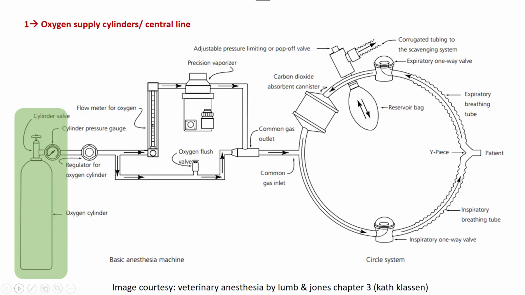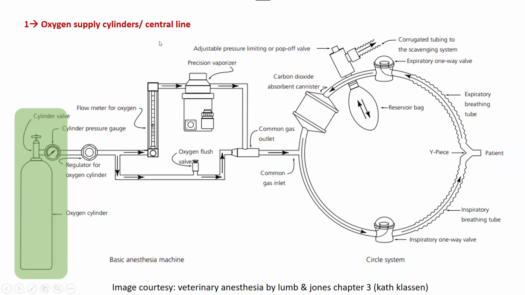First thing over here is that an anesthetic machine has three parts. The first part is the oxygen supply cylinders or the central lines from where the oxygen is supplied to the anesthetic machine in the operation room. In this whole diagram, you can see this first portion that includes the oxygen cylinder along with its gauge. This portion is included in the first part, that is, oxygen supply cylinders or central line.